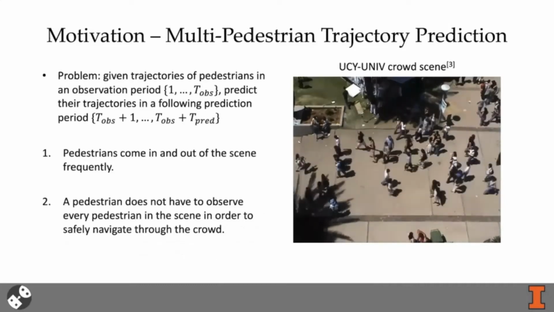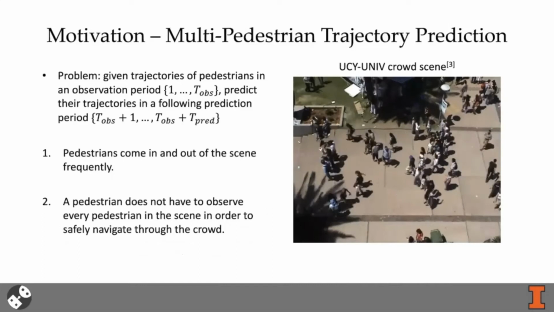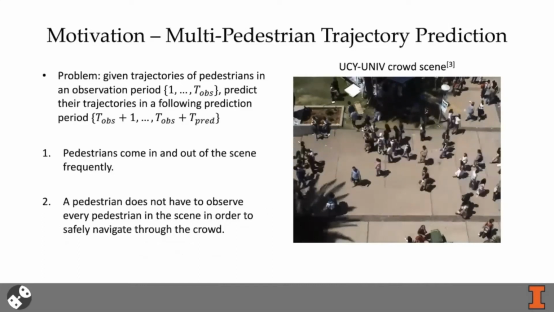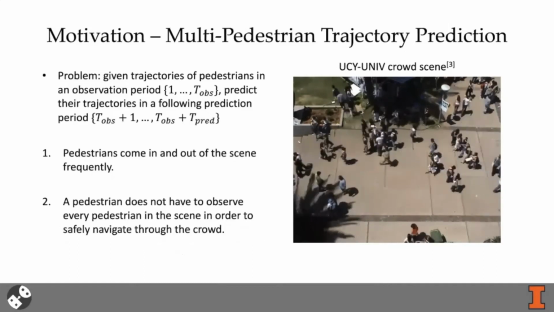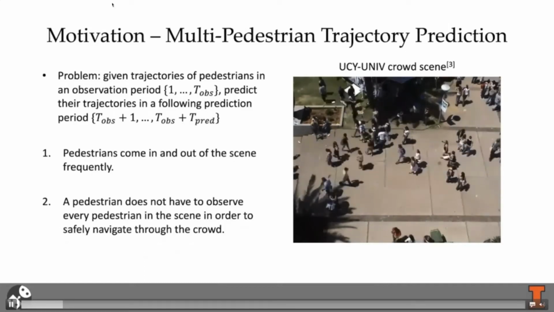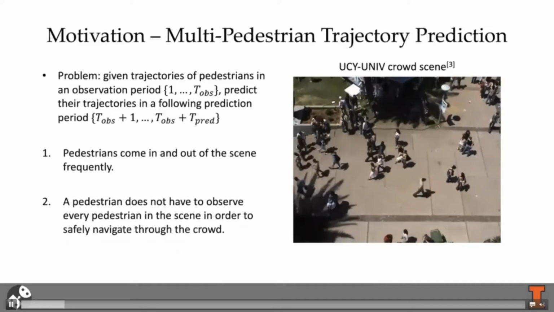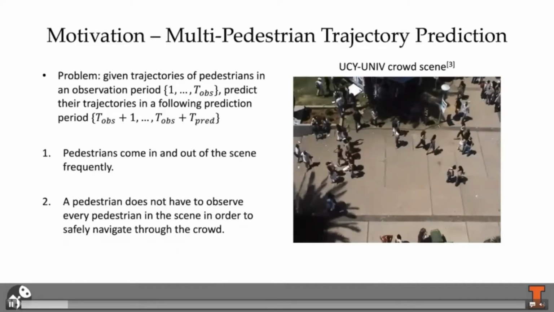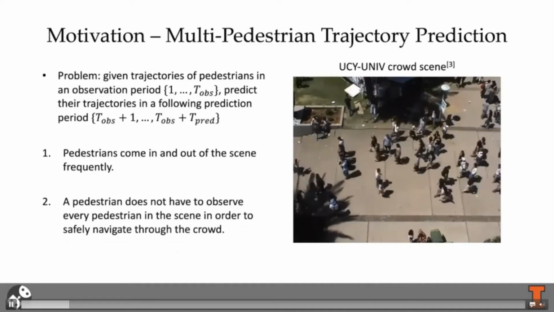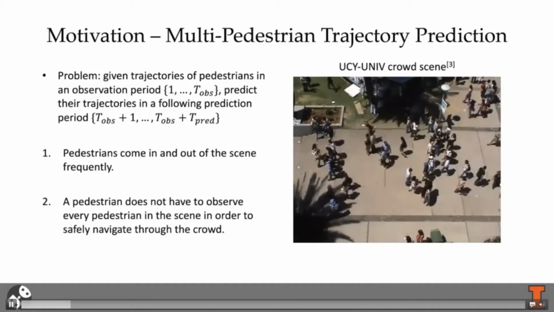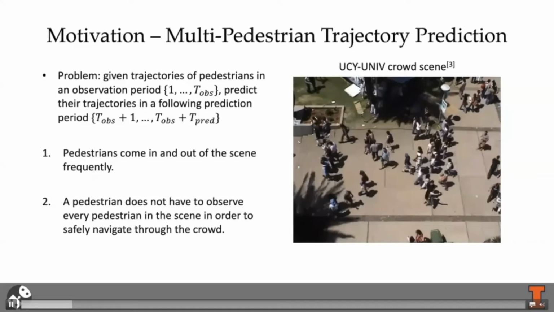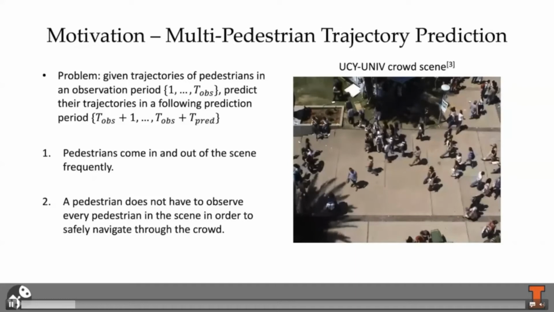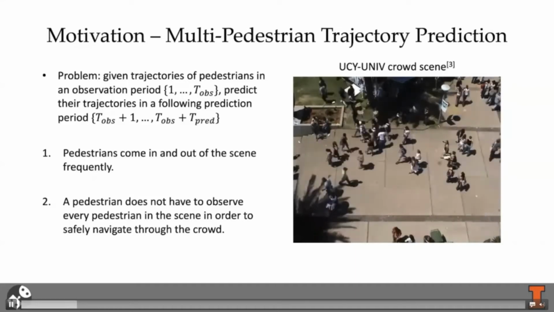We can see that pedestrians come in and out of the scene frequently. Given a defined observation and prediction period, there are usually pedestrians who do not show up at all time steps. We also see that a pedestrian does not have to observe every pedestrian in the scene in order to safely navigate through the crowd. The pedestrian rarely looks at neighbors at his or her back. A pedestrian usually does not pay attention to every neighbor in the front, but only the important ones.